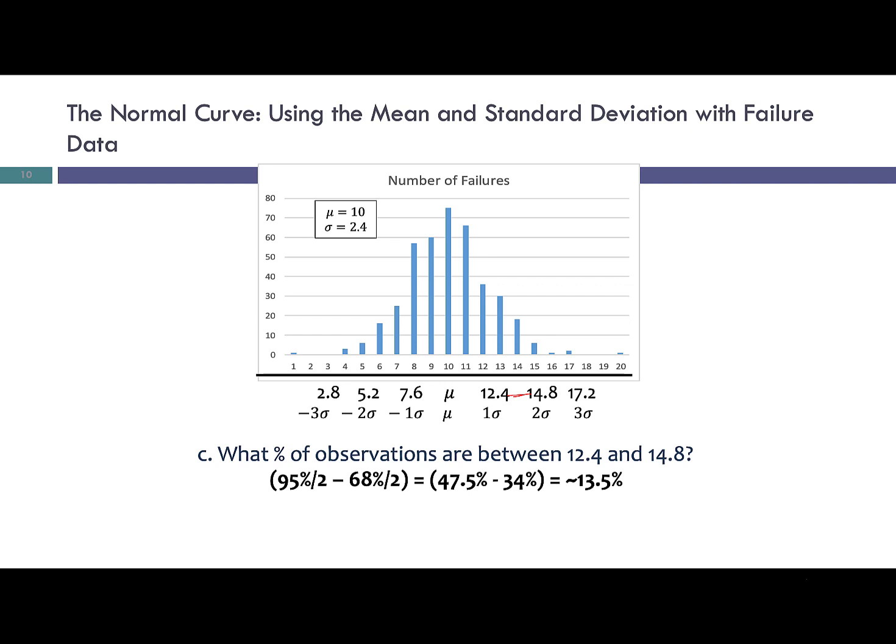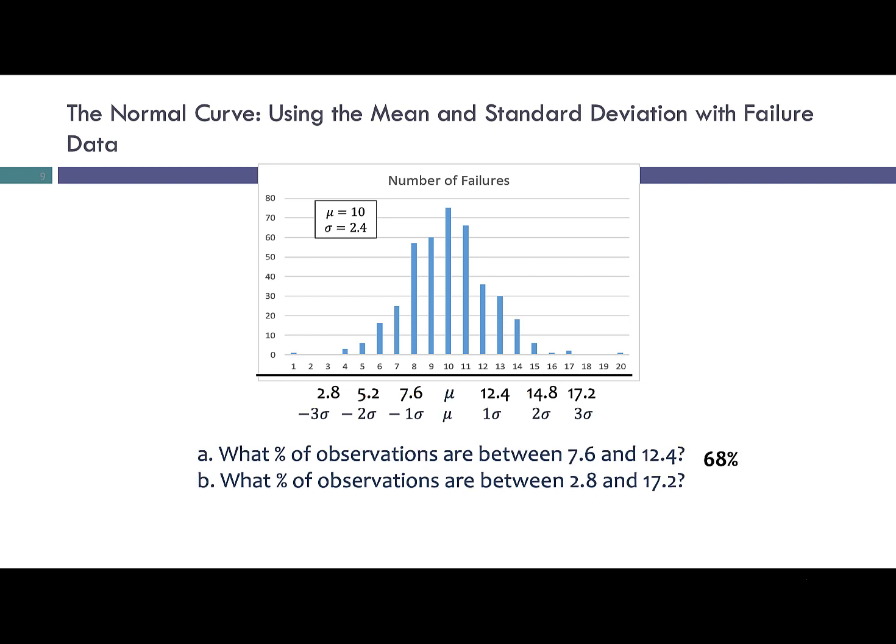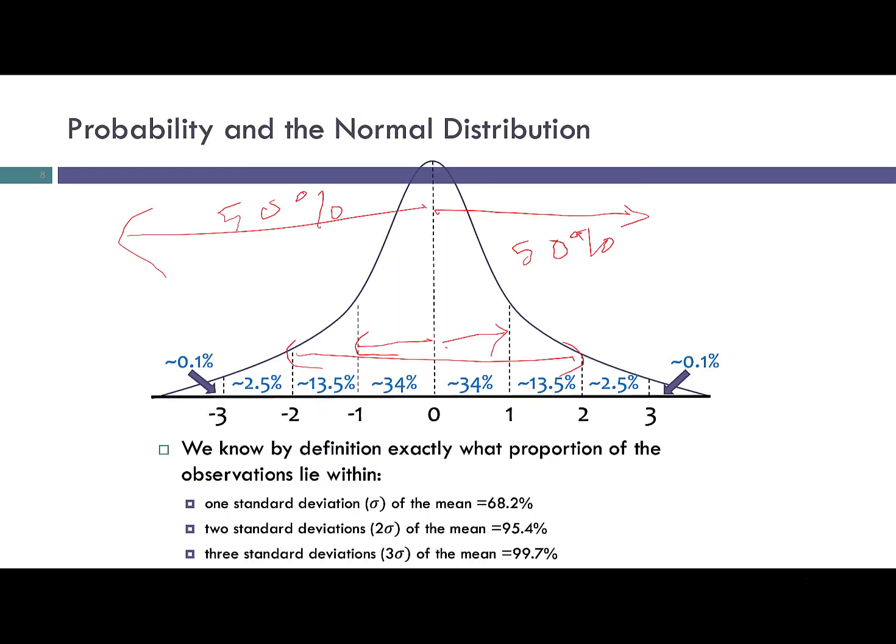What percent of observations are between 2.8 and 7.6? That's between 3 and 1, about 16%. I like to keep one of these handy because it allows you to go between 3 and 1, which is about 13.5% plus 2.5%, or between 1 and 2, which was 13.5%, and get those kinds of answers.